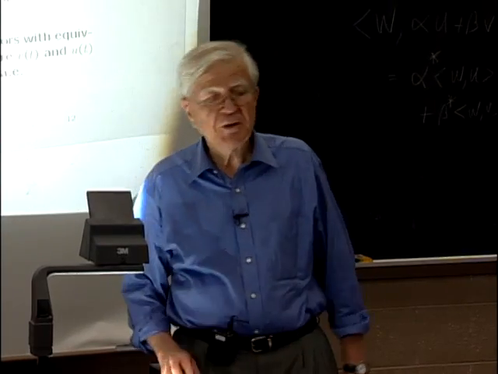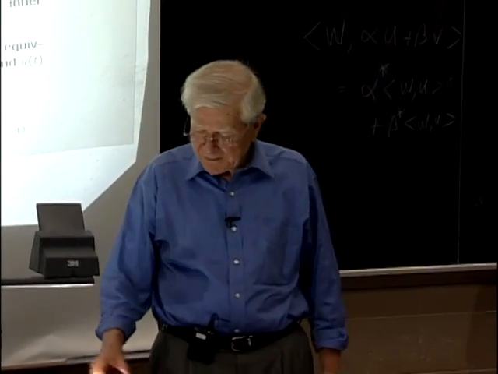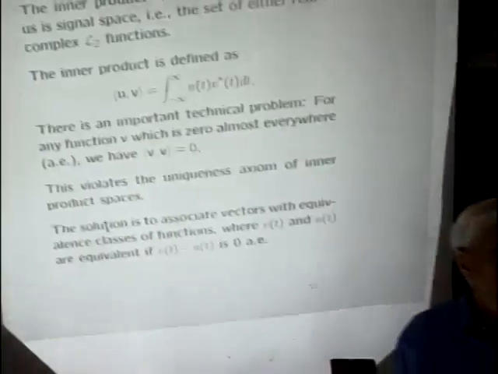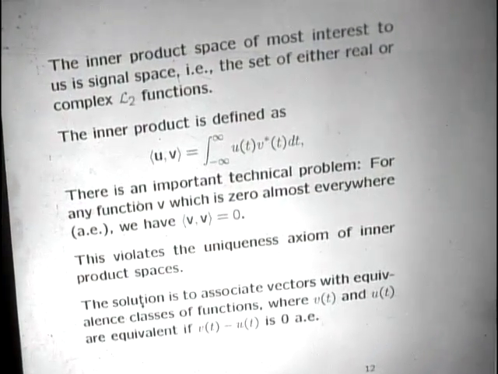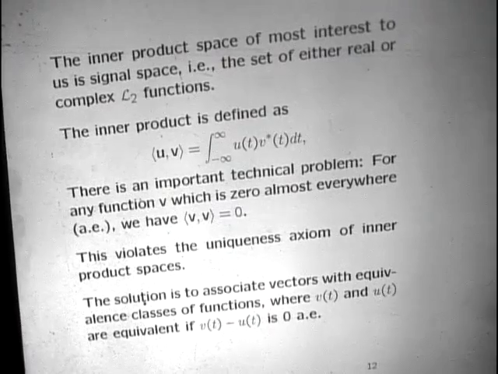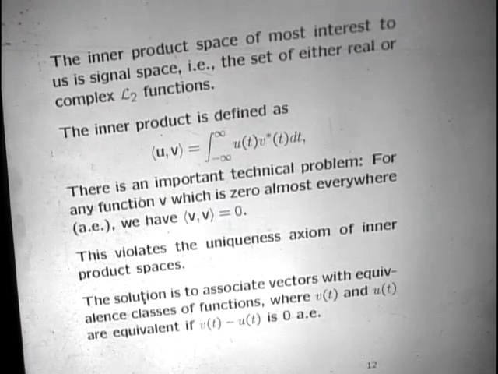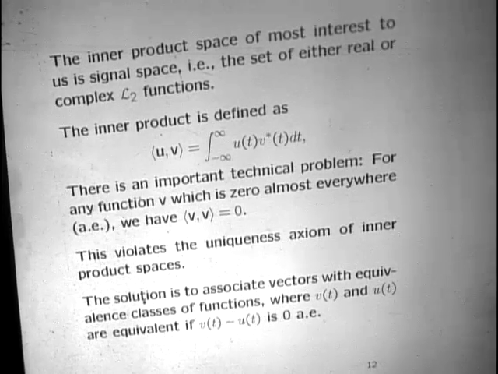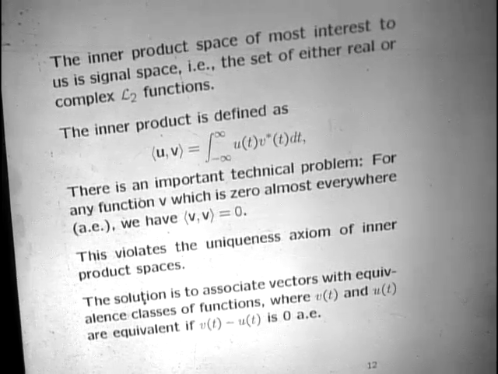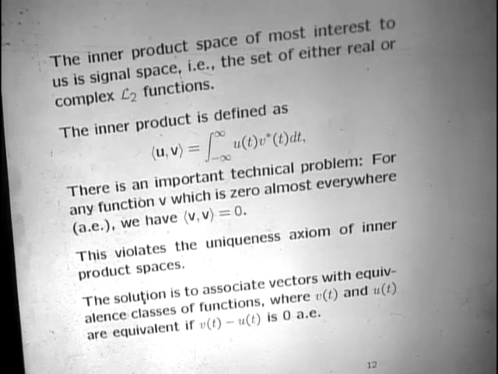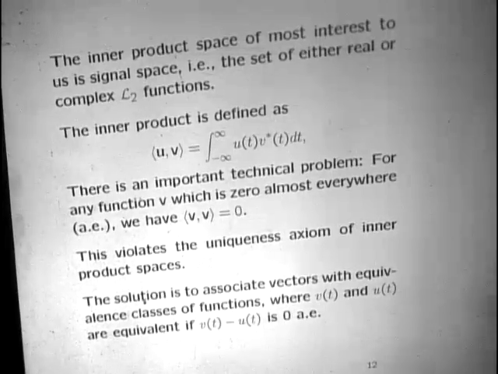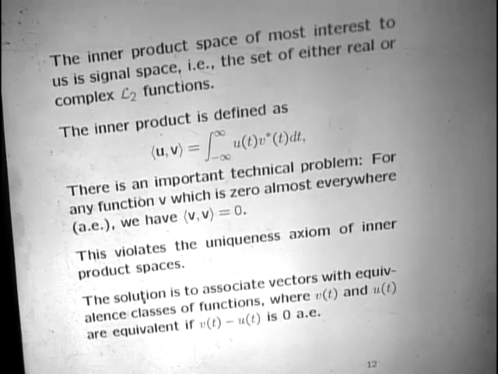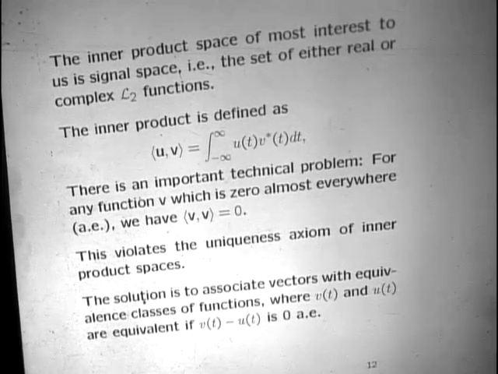Well, if you define the inner product in this way, and you want to satisfy the axioms of an inner product space, you're out of luck. There's no way you can do it because this axiom just gets violated. So what do you do? Well, you do what we've been doing all along. We've been squinting a little bit and saying, well, really, these functions of measure 0 are really 0 for all practical purposes.